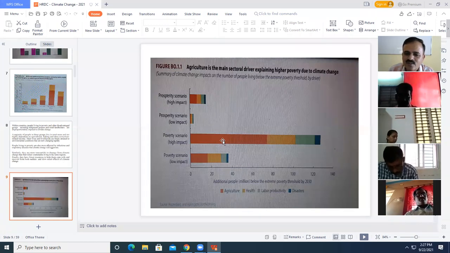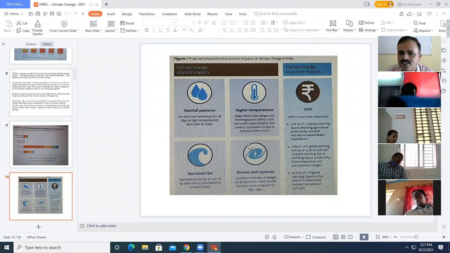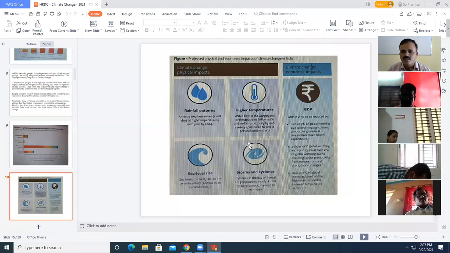So this estimate or forecast of climate change and its effect on the different sectors shows that the most affected sector is agriculture. Those are all related to the world-level impact of climate change and its impact on the different sectors of the economy, including the agricultural sector. Now this is a projection by one study related to the Indian context, the projected physical and economic impacts of climate change in India.